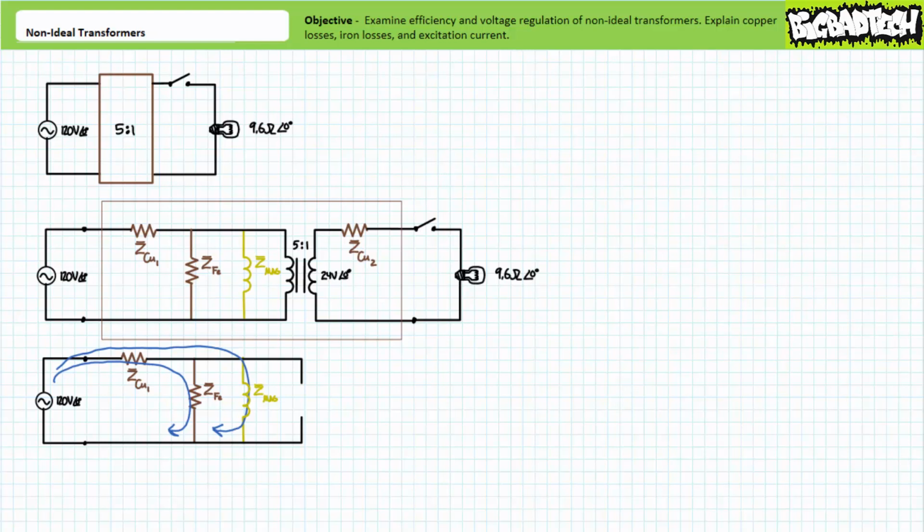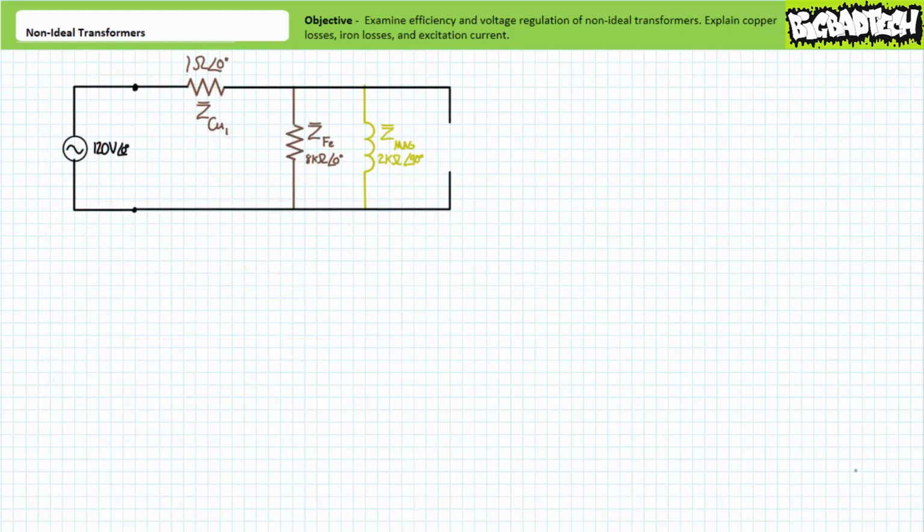in the standby mode. Consider our earlier approximation of a non-ideal 5-to-1 step-down transformer powered by 120 volts AC, where the internal resistance of the primary windings is assumed to be 1 ohm, the parallel resistance accounting for iron losses associated with eddy currents has a magnitude of 8 kiloohms, and the parallel inductor accounting for both magnetizing current and hysteresis has a magnitude of 2 kiloohms. Let's examine the performance of this non-ideal transformer with no load on the secondary.